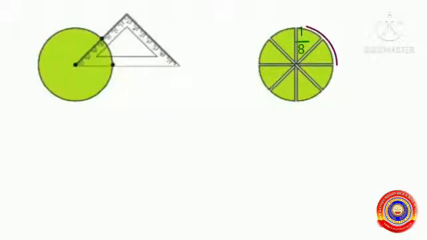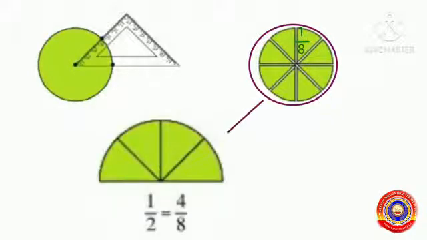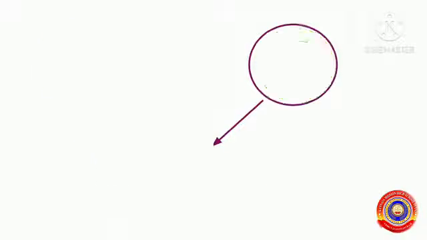Here, this circle is divided into 8 equal parts using the corner other than the right angle corner of the set square. Each part forms 1 by 8 part of the whole circle. Here, this circle is cut into 2 equal parts. The part which is cut off is called 1 by 2 part or 4 out of 8 equal parts of the circle. That means 1 by 2 is equal to 4 by 8.